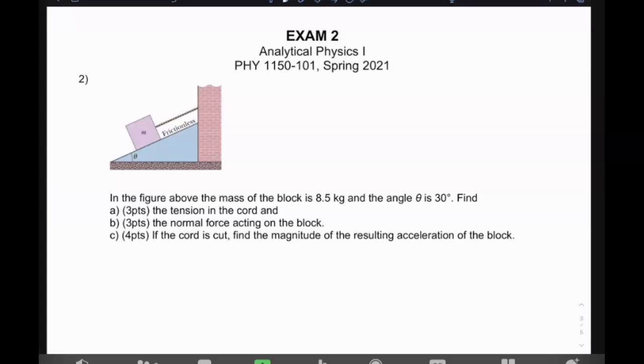I'll now do question 2 on exam 2. In the figure above, the mass of the block is 8.5 kilograms, and the angle theta is 30 degrees. Find, in part A, the tension in the cord, part B, the normal force acting on the block, and in part C, if the cord is cut, find the magnitude of the resultant acceleration of the block.